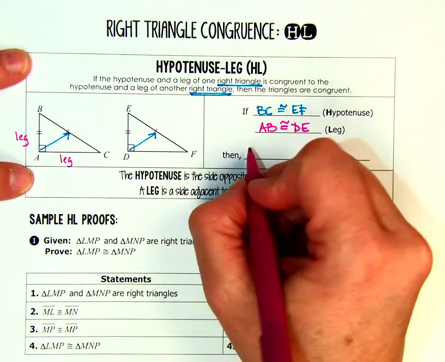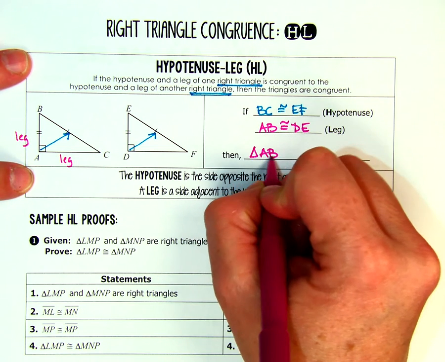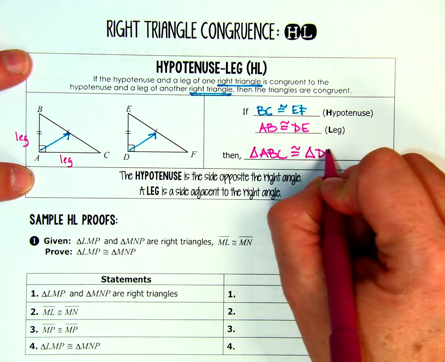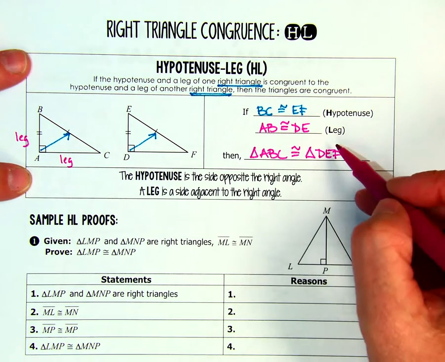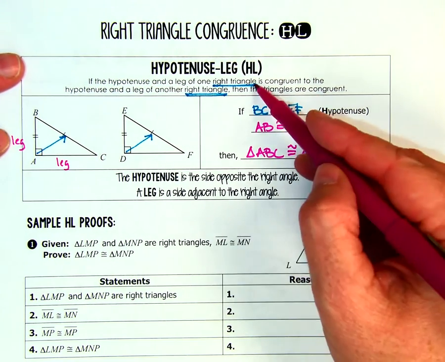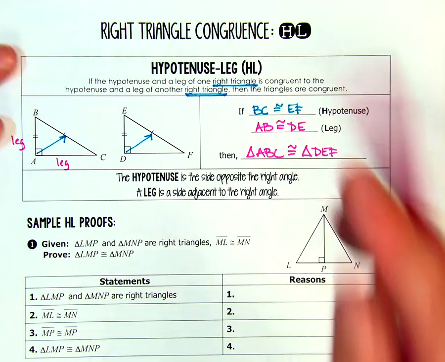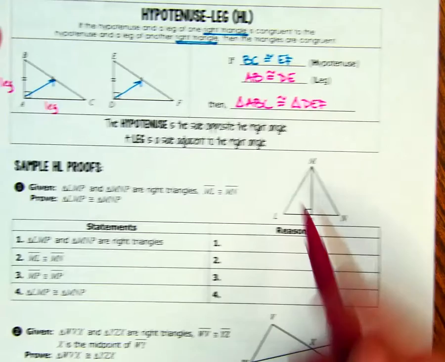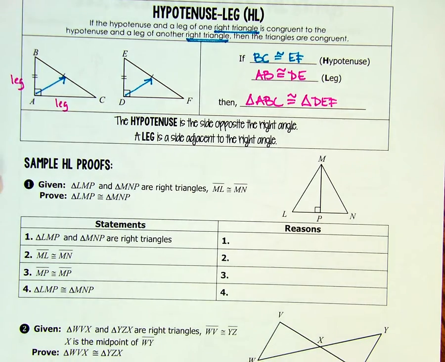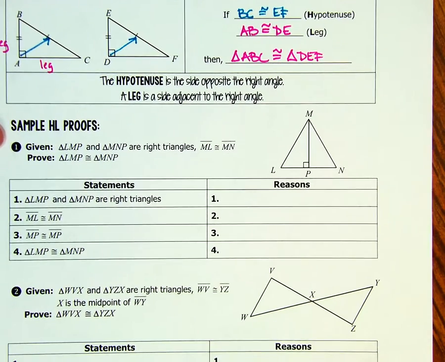Then I can say that the triangle ABC is congruent to triangle DEF by hypotenuse leg. So you have to, somewhere in your proof, identify it as being a right triangle to start with. So again, a little reminder on what the definitions of hypotenuse and leg are, and then sample proofs.